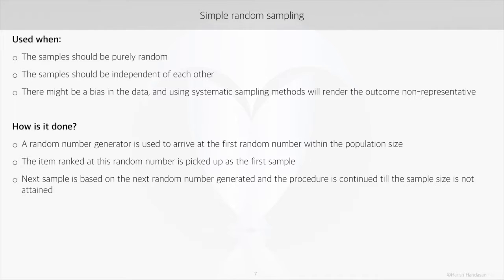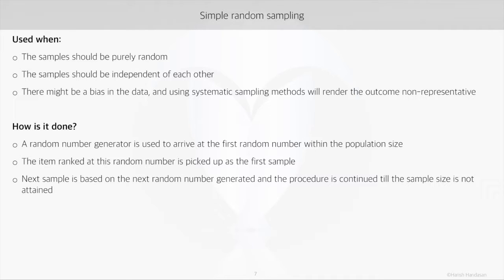This method is used when there is a known bias in the data, and using systematic sampling methods will lead to a biased outcome when samples should be random and independent of each other. So practically, how is it done? A random number generator is typically used to arrive at the first random number within the population size. Let's say the population has 100 data points, then the data point ranked at the random number generated is picked up as the first sample.